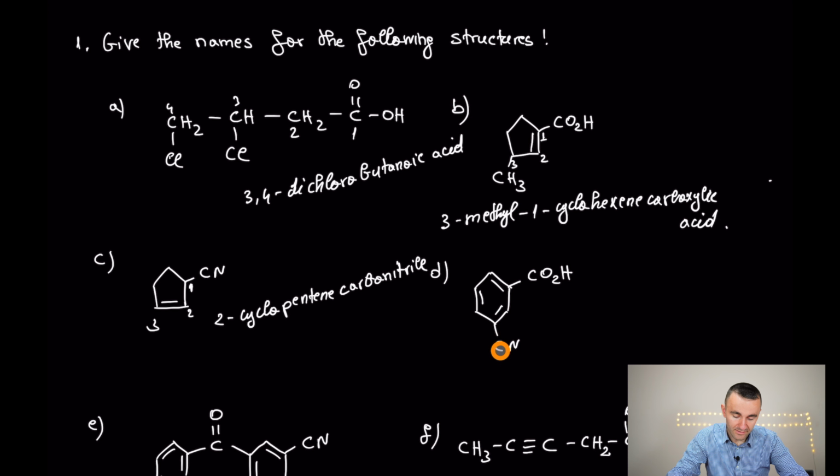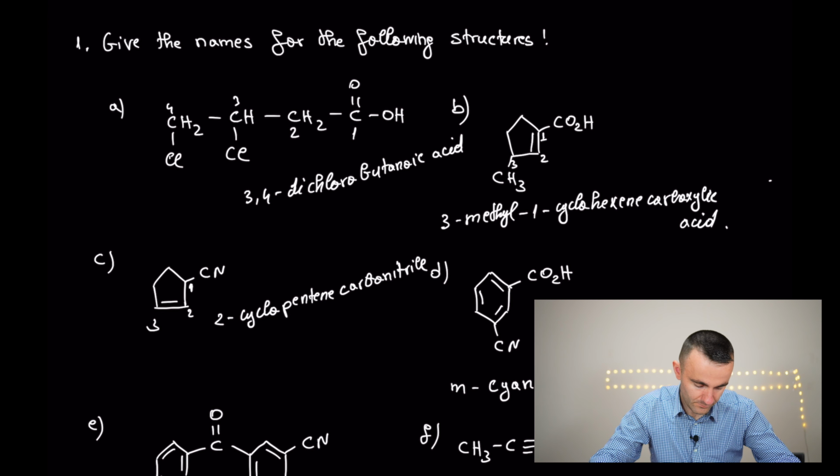What about in the case that you have a nitrile group and a carboxylic group? The nitrile, in this case, is going to be named as cyano, as a substituent. So at what position is this cyano? Ortho is this position, meta is this position. So it's going to be meta-cyanobenzoic acid.